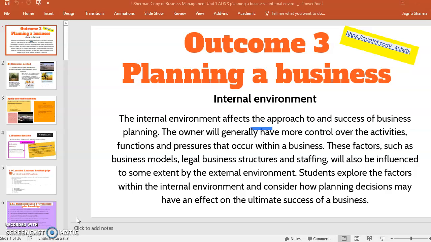This is our unit 1 outcome 3. This is the final outcome for this particular unit 1, and it is a lengthy outcome. We are going to spend a few weeks going through this chapter, which is chapter 3 of your textbook. It is planning a business, and we mostly focus on the internal environment of the business.